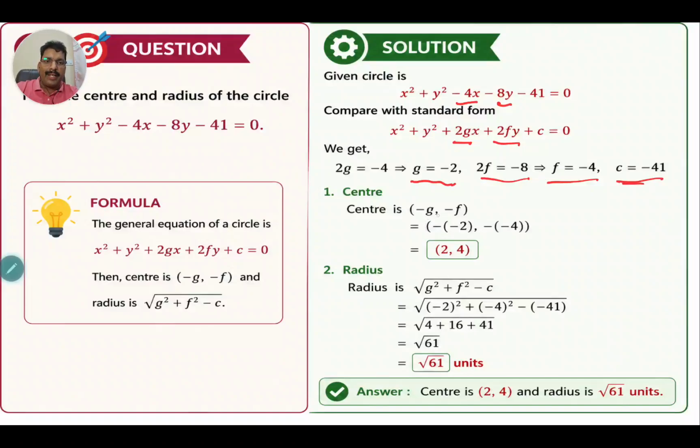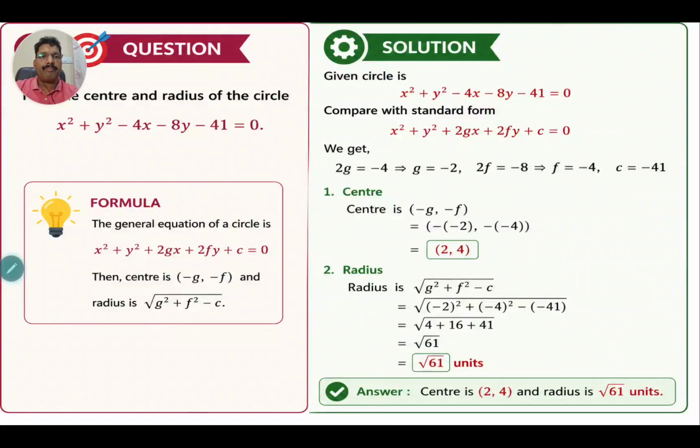Now the center formula is minus g comma minus f. The g value is minus 2 and the formula also has a minus, so minus of minus 2 becomes plus 2. Similarly minus of minus 4 becomes 4. For the radius, under root g square plus f square minus c: minus 2 whole square, minus 4 whole square, and minus of minus 41 becomes plus 41. So under root 61, so root 61 units is the radius. Like that you have to find center and radius.